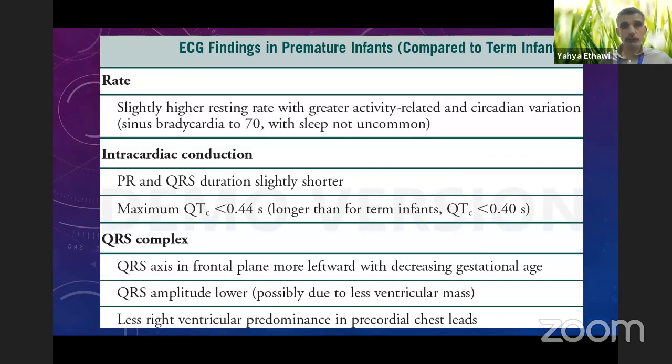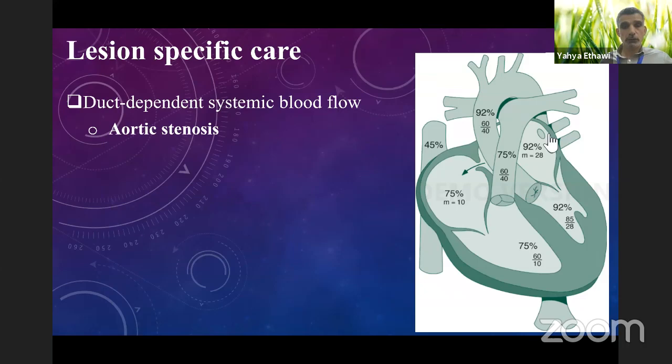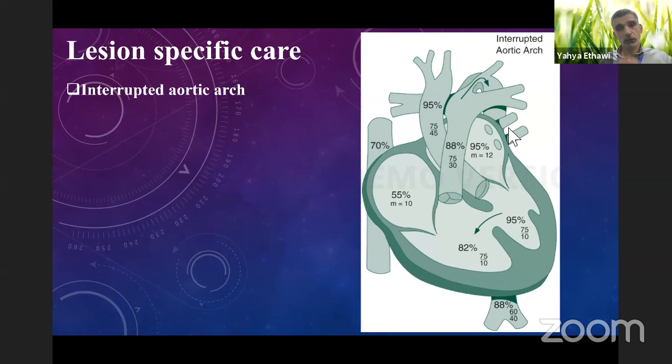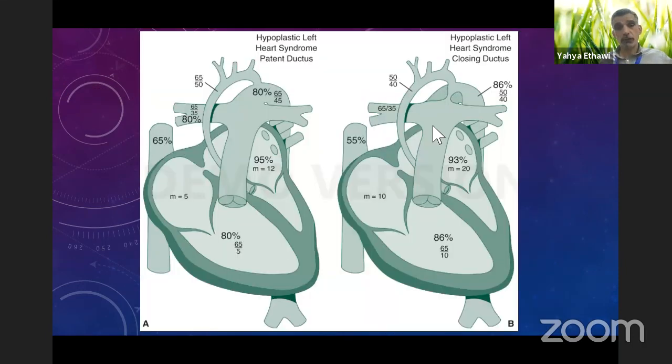These are examples, and I'm going to pass over all this. So these are specific lesions. There are duct-dependent lesions, such as aortic stenosis, and these are the findings on catheterization. And this is a coarctation of the aorta and the findings on that. This is interrupted aortic arch and the findings on catheterization. And this is hypoplastic left heart, with a closing duct, with a patent duct and with a closed duct.